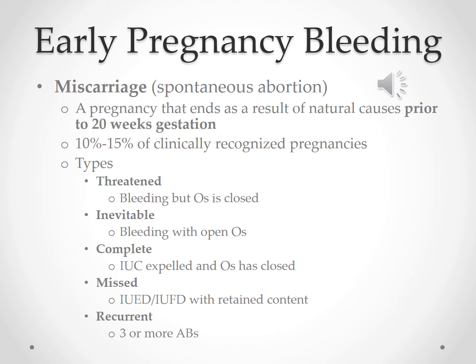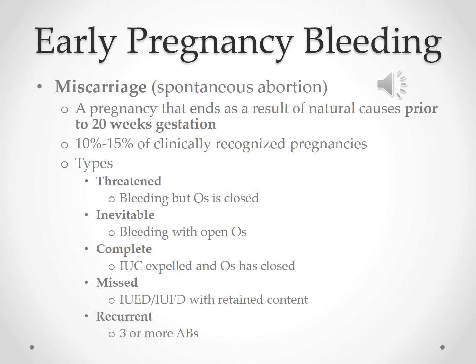A missed miscarriage is where either the embryo or the fetus has died. There's been a demise, okay? However, the body has not expelled it yet. So we still have intrauterine content, but they are no longer viable. If a woman has had 3 or more miscarriages, then she is considered a high risk because she is unable to carry a pregnancy. This is classified as recurrent miscarriages.